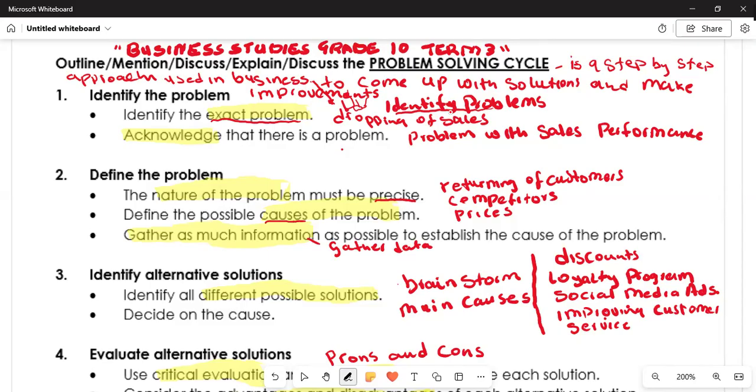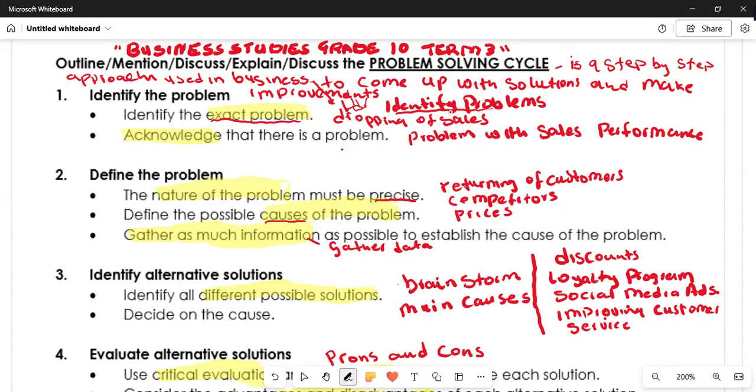So we are going to talk about Business Studies Grade 10, Term 3, under the topic that says problem solving cycle. So like it says, outline, mention, discuss, or explain the problem solving. So now we are to define problem solving. Problem solving is a step-by-step approach used in business to identify problems, come up with solutions, and make improvements. That's what it means.